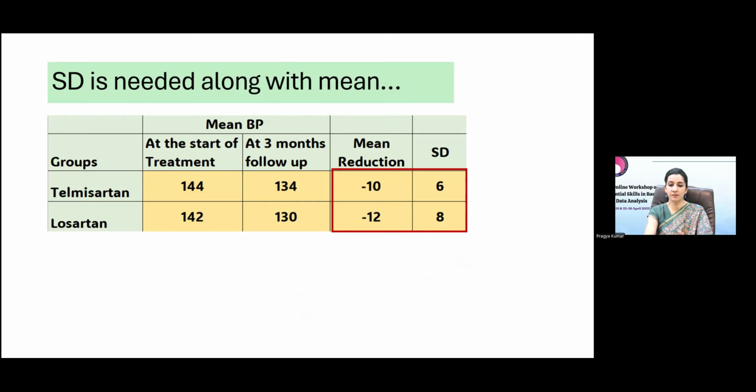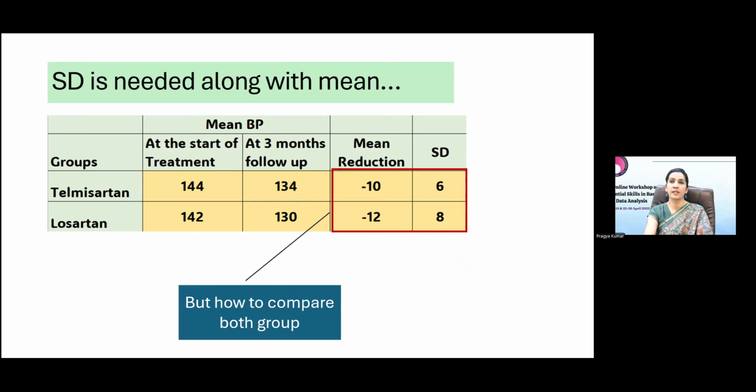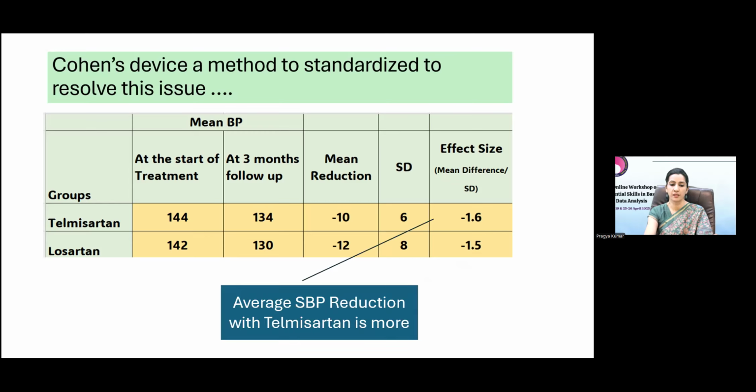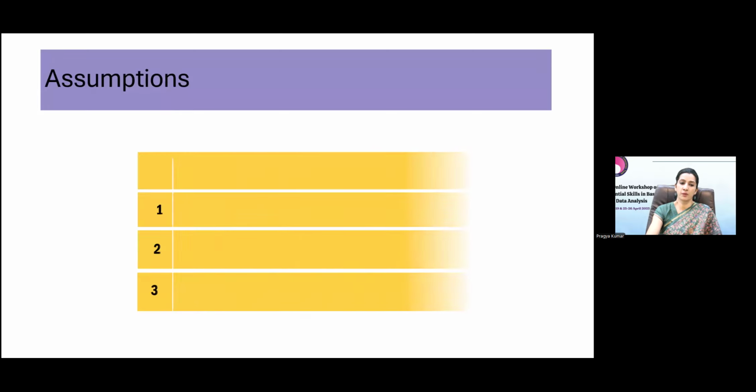Similarly, here in this slide, the same previous example, -10 and -12, you have to see what the standard deviation was. And that's the formula of Cohen's d. So in Cohen's d, we take the standard deviation into account, and basically we divide this mean difference by the standard deviation, and that's the effect size. So the larger the value, the more the clinical significance. So here the average reduction will be more because the effect size is -1.6.